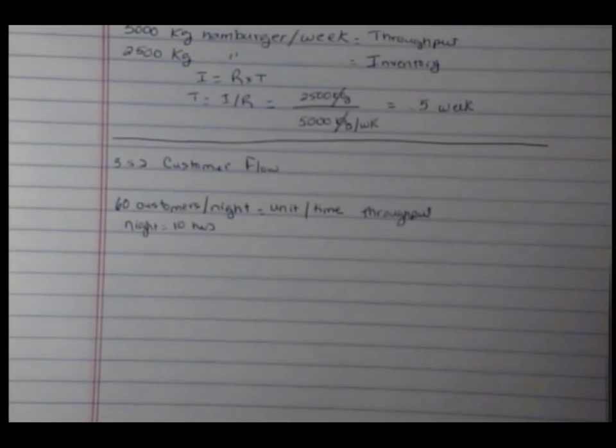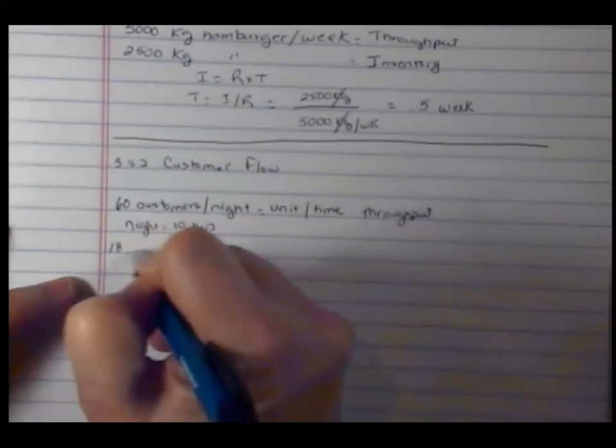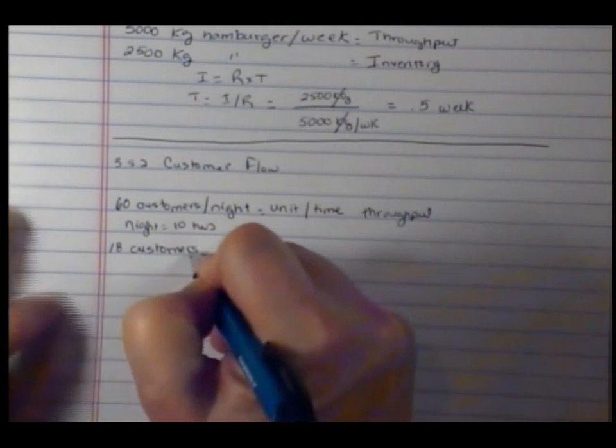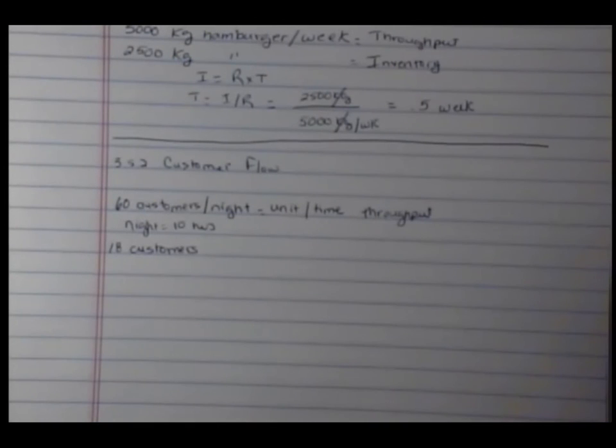At any point in time, there are on average 18 customers in the cafe. What does 18 customers represent? Inventory. Yep. So that's saying I took a snapshot of my process, and there were 18 people in that process.